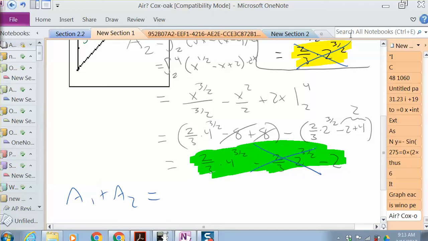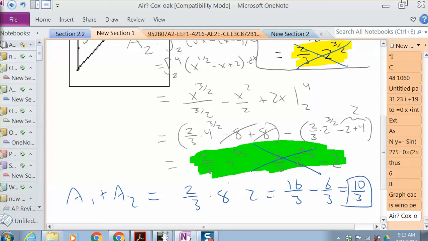Square 4, then cubed. So it'll be 2/3 times 8 minus 2, 16/3 minus 6/3, because 2 is 6/3. So you get 10/3. That's it. Yeah, it's a minus 2. So the area is 10/3. It was a little bit of work, obviously.